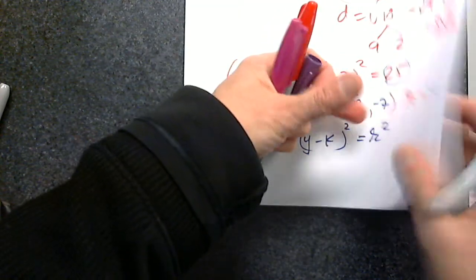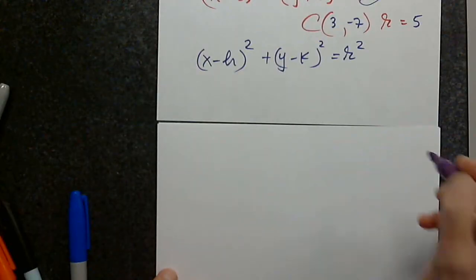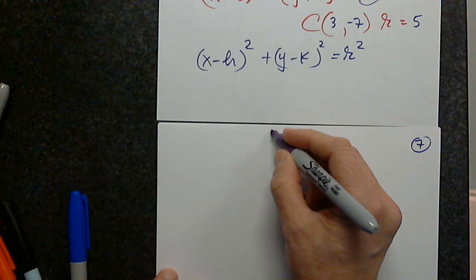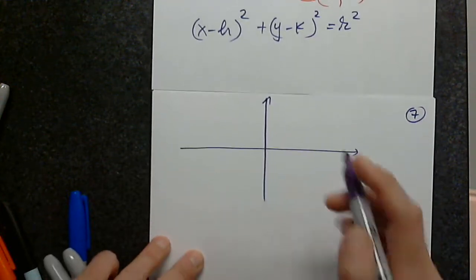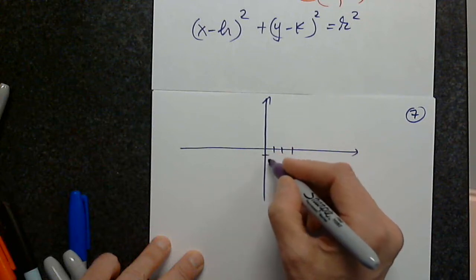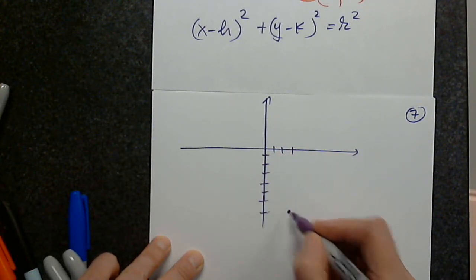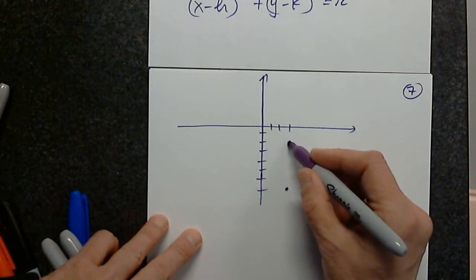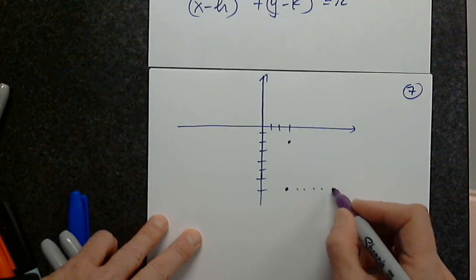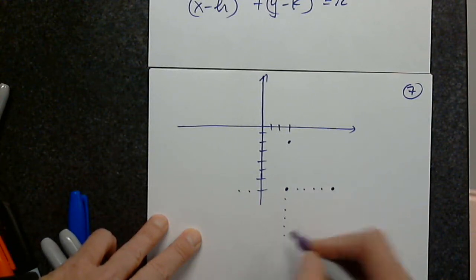Would be over 3 on the positive side of your graph, and down 7 because it's -7. That's your center, and then you would go out on all sides by 5. So 1, 2, 3, 1, 2, 3, 4, 5, 6, 7. That's your center. So 2, 4, 5 is 1 point. 1, 2, 3, 4, 5. Another point 3, 4, 5. 1, 2, 3, 4, 5.